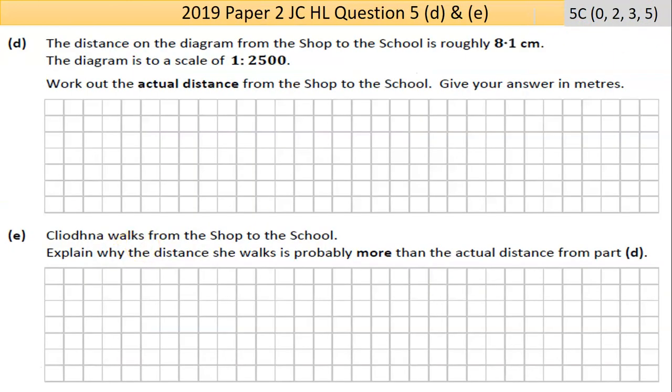Happy days. Now, part D says the distance on the diagram from the shop to the school is roughly 8.1 centimeters. The diagram is to a scale of 1 is to 2,500. Okay, so obviously the distance there is much different. Work out the actual distance from the shop to the school and give your answer in meters. So if you notice, this is centimeters, this is meters. The first thing I would do is go, well, 1 meter equals 1,000 centimeters.